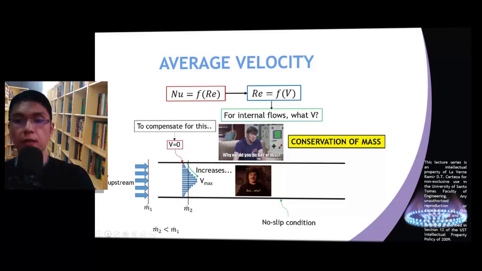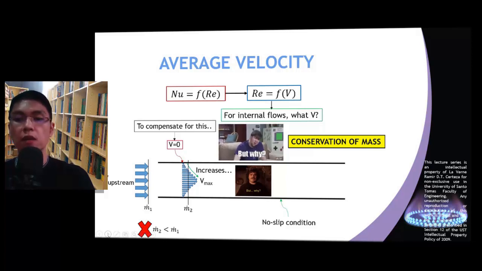If the fluid particles near the center of the pipe will not speed up, then what will happen is that the mass flow rate at point 2 will be less than the mass flow rate at the upstream side point 1. And we know that this could not happen.